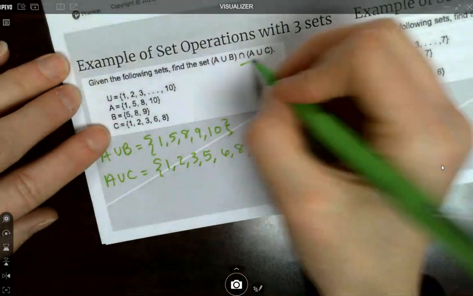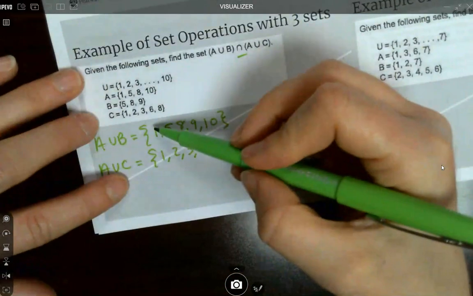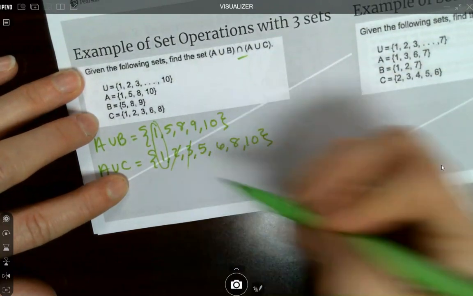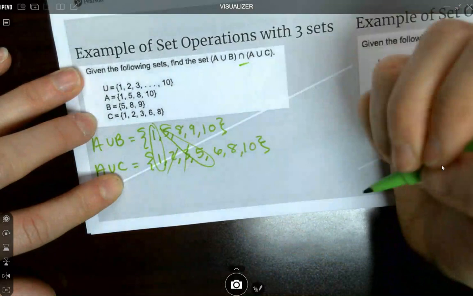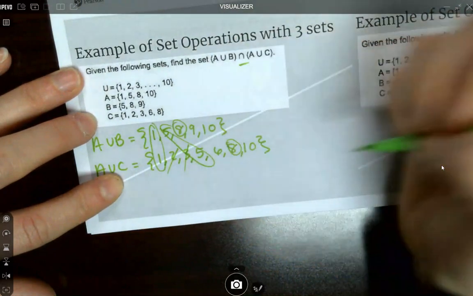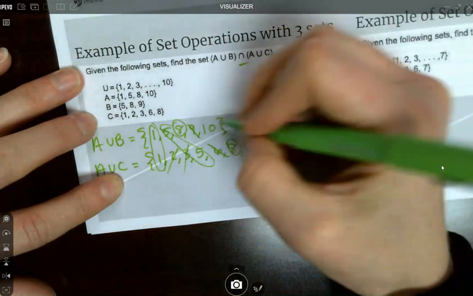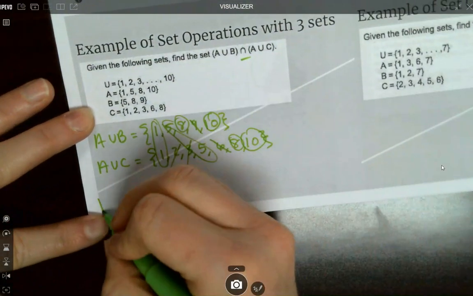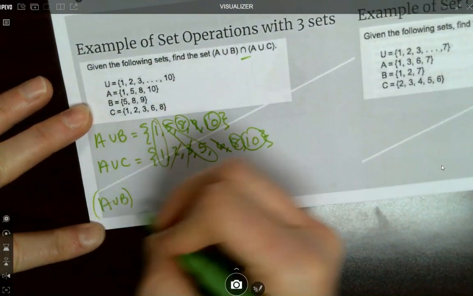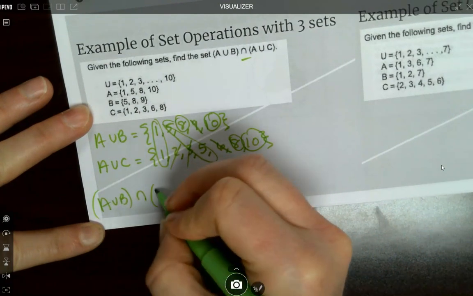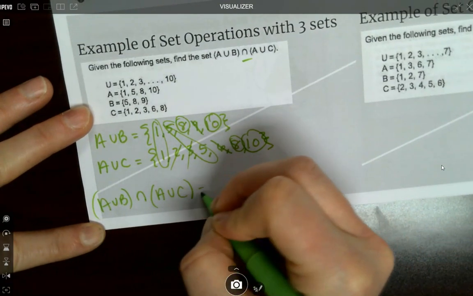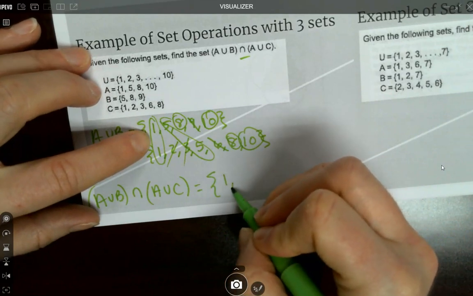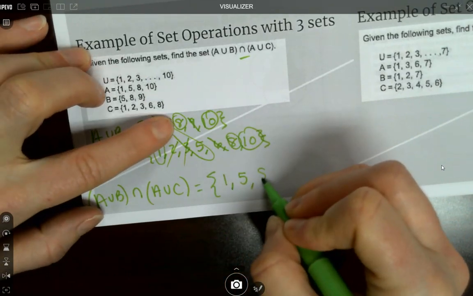Then we want to do the intersect of that. What do they have in common? I think it's easiest if I circle. So not 2, not 3, 5, 8, not 6, not 9, but 10. That's what they have in common. So A union B intersect A union C is the ones that they have in common: 1, 5, 8, and 10.